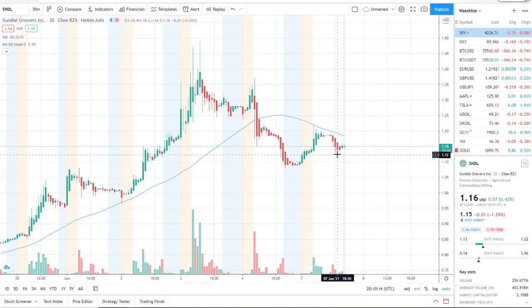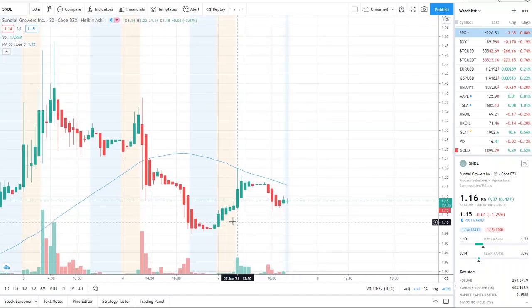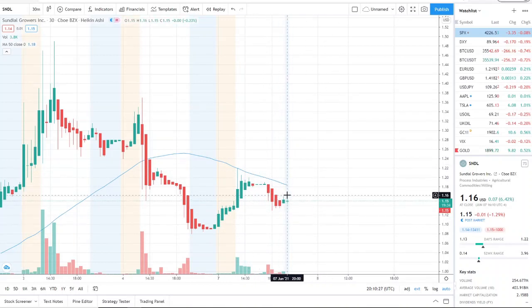Now, let's talk about Sndl stock, Sundial Growers Inc., and where Sndl stock stands. So Sndl stock right now has actually jumped up a little bit, and it's currently pulling back, currently below the 50-day moving average. So it's super important to be aware that this is sitting below the 50-day moving average, and the further away it gets from it, the more bearish it's going to become.